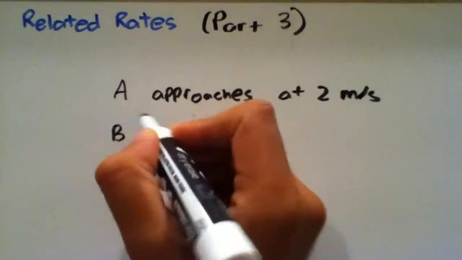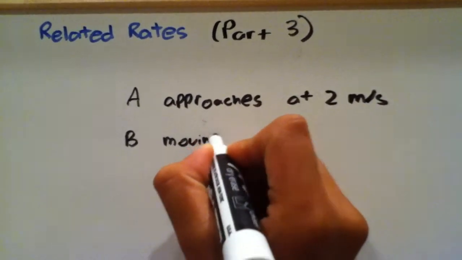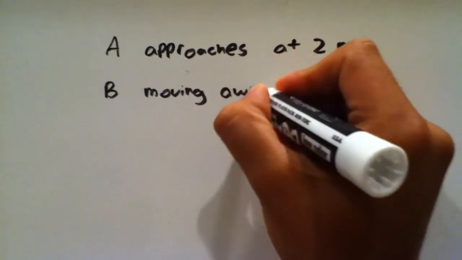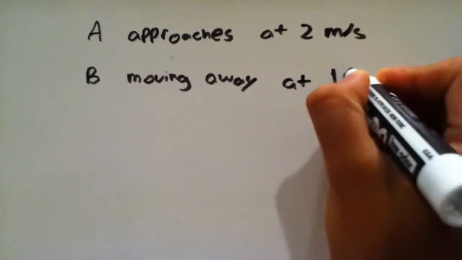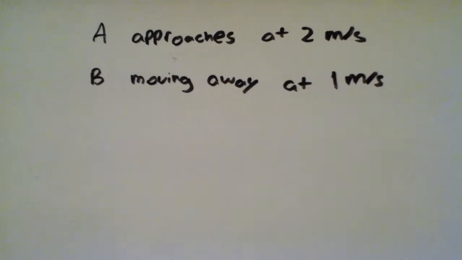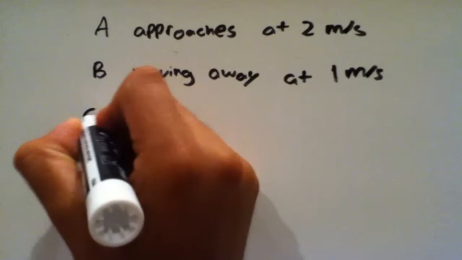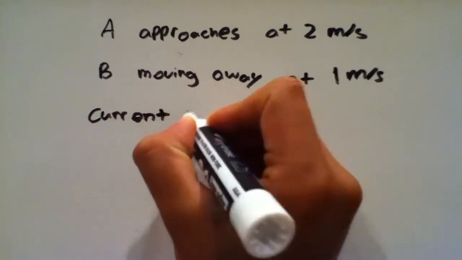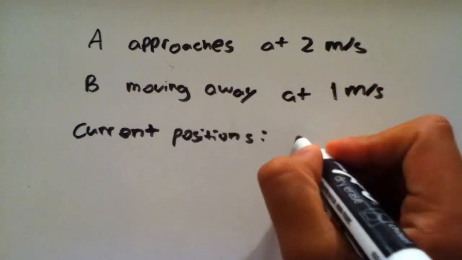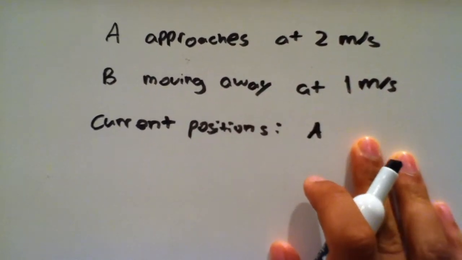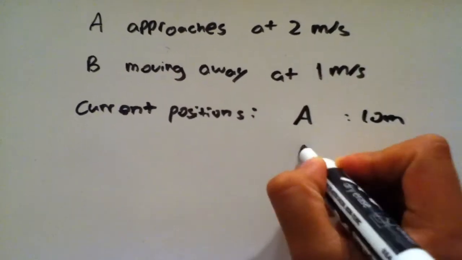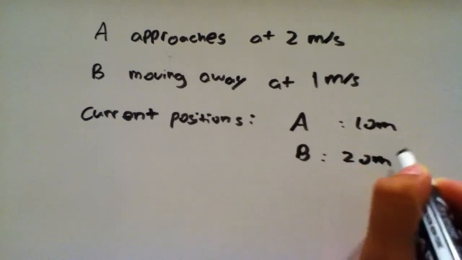And there's object B, which is moving away from the intersection at 1 meter per second. And the current positions of these two objects are that A is 10 meters away and B is 20 meters away. So A is 10 meters and B is 20 meters.